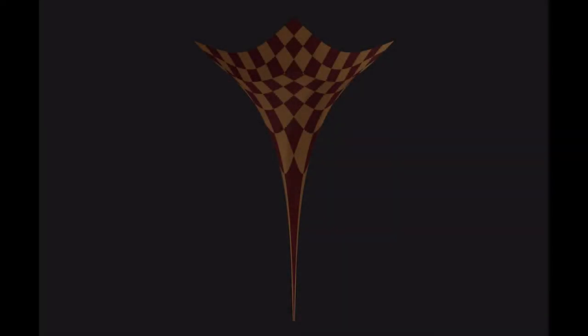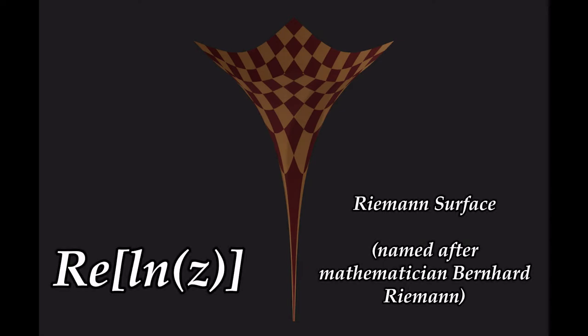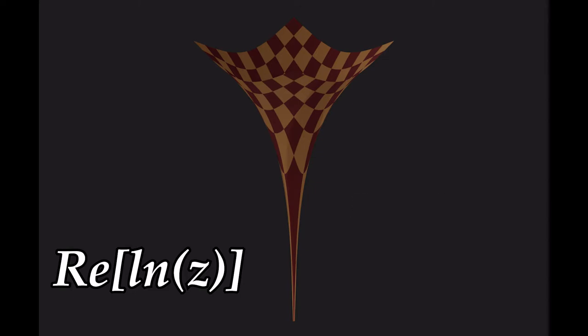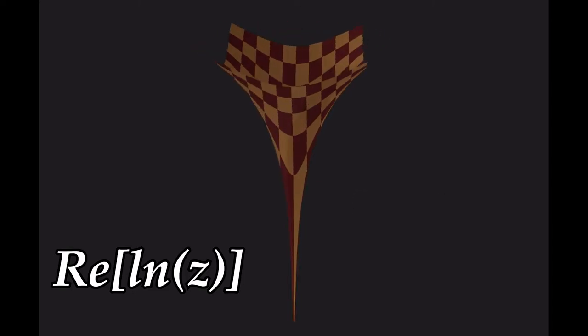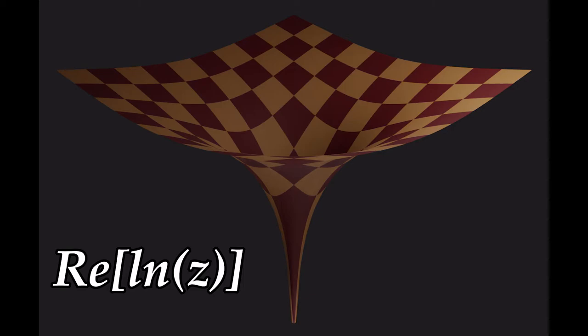As an example, this image shows the real part of the output of the natural logarithm of z near the origin. As we approach the origin on our input plane, the plot funnels down toward negative infinity. The funnel flattens out as we look farther away from the origin.